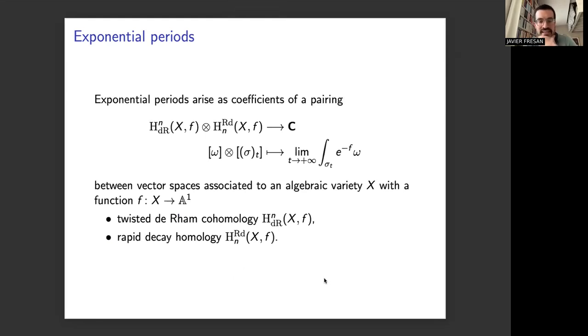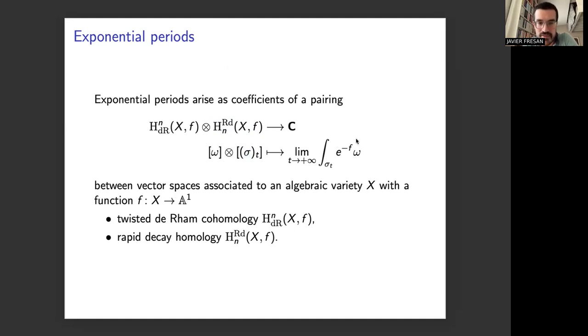Okay. And in the same way as before, it's possible to think of exponential periods as the coefficients of a pairing, where now you have the de Rham cohomology, which is associated to the variety, but also to a function, and a homology group, which is this rapid decay homology. And the pairing is given by integration. So classes here are non-compact cycles. So you write them as limits of sigma t's, but they only go to infinity in the directions where the real part of f is very positive.